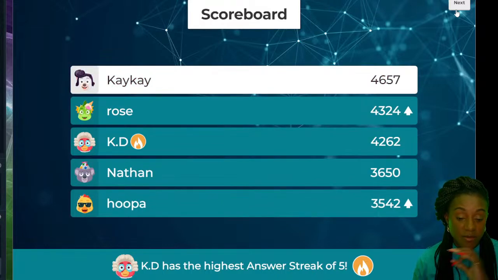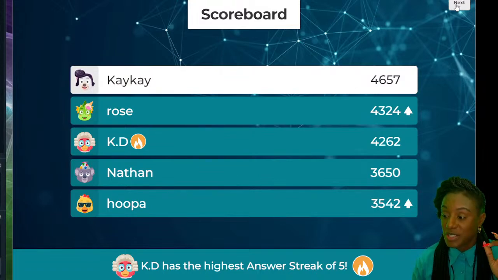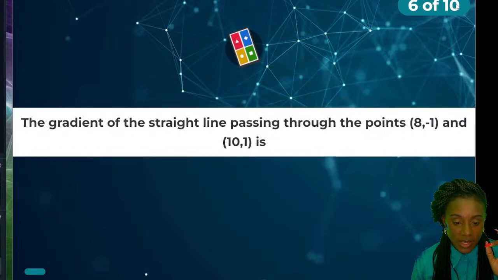I tell you, every round it's different. Rose is now on the screen. Rose was not there at all, but Rose is now there. So you see, I know you all are working hard for that grade 1.